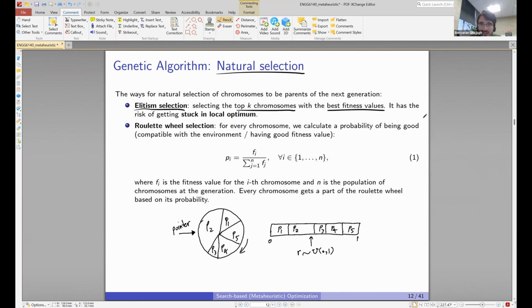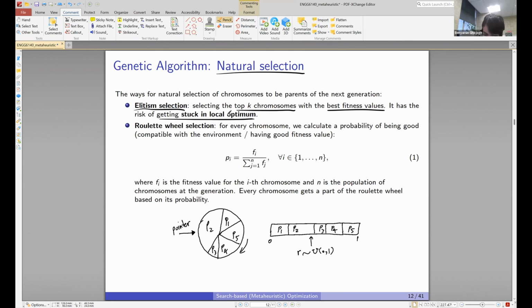But this has an issue, a drawback, and that's getting stuck in the local optimum, right? Because what if most of the chromosomes are close to some local minimum and you haven't seen the actual global minimum far away from them? When you select the best K ones, then you will get stuck in the local best.